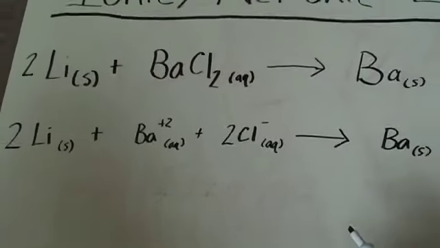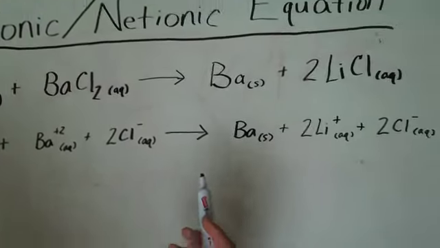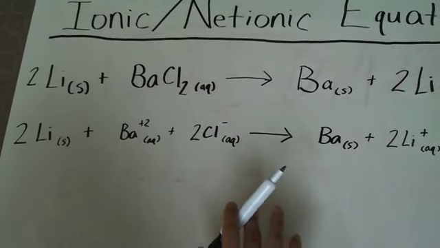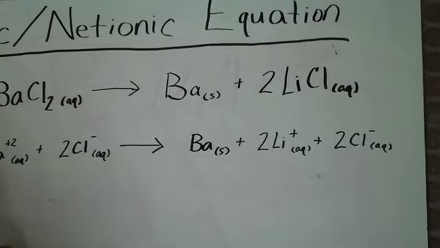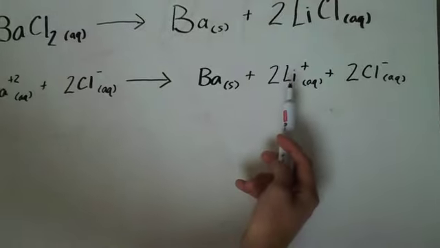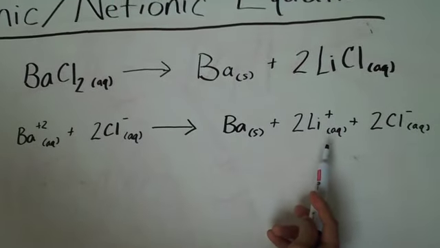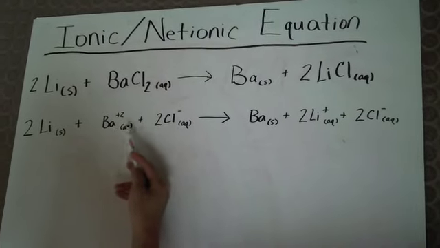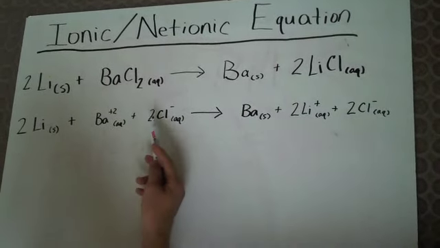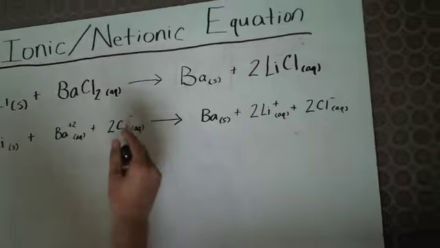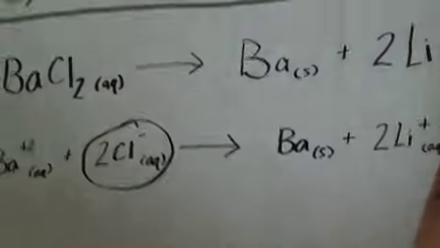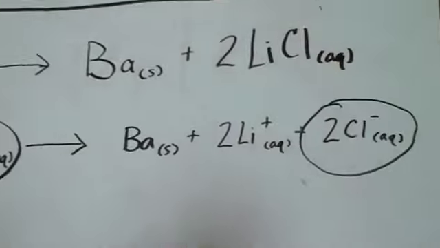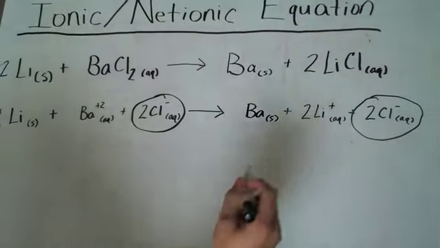Then you have to circle the spectator ions, which are the ones that are exactly the same. The 2 lithiums aren't, because one is solid and the other is aqueous. The bariums aren't either, because one is a solid and one is aqueous, so it's the 2 chlorines. You circle those, and then you rewrite it without those.